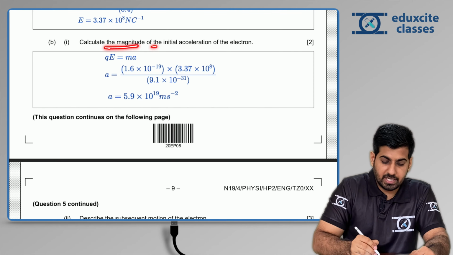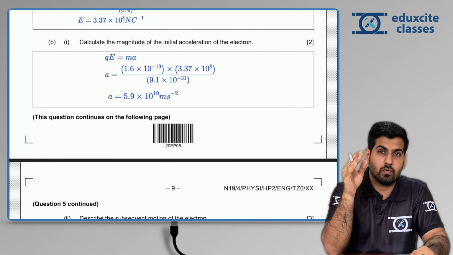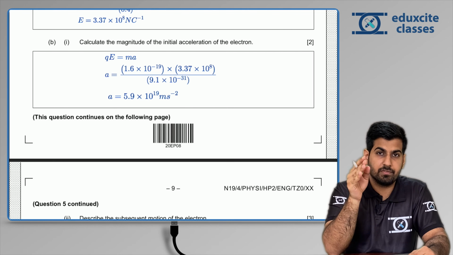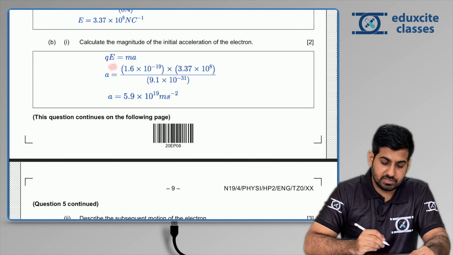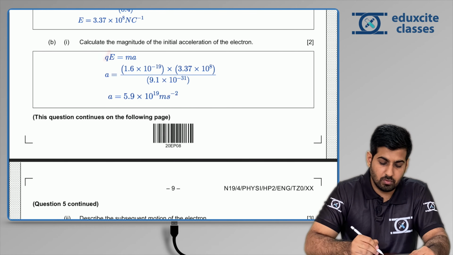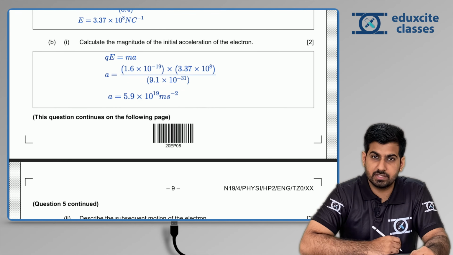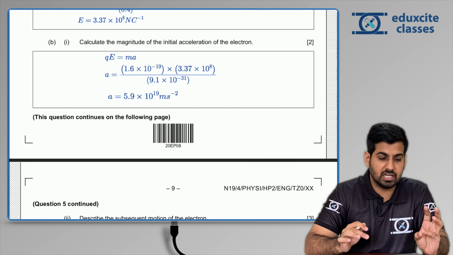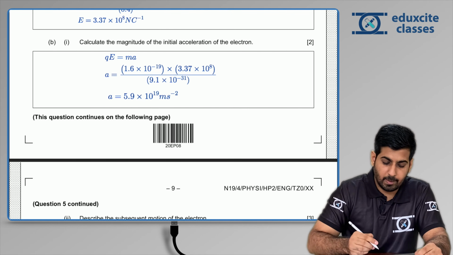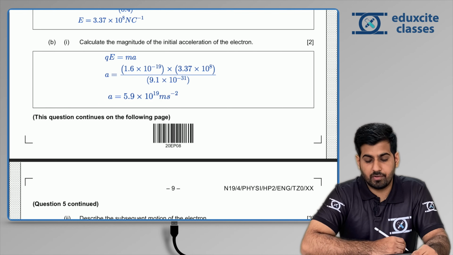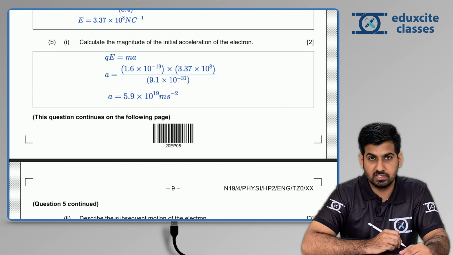Now the B part, calculate the magnitude of the initial acceleration of the electron. We know that the force exerted is F equals QE, which equals mass times acceleration. Using this relation, E we have already found, Q we know, mass of electron we already know, 9.1 into 10 raised to power minus 31. These data are given in your data booklet, no need to worry. So acceleration in significant figures comes out to be 5.9 into 10 raised to power 19 meter per second square. Do not forget to mention the units, they play a very important role.